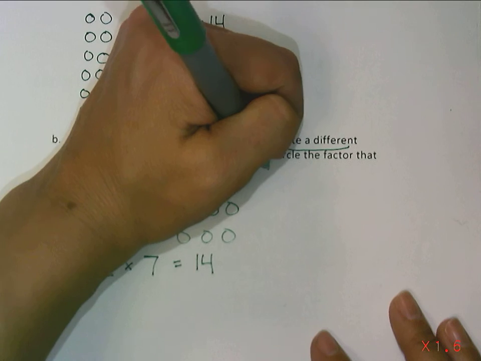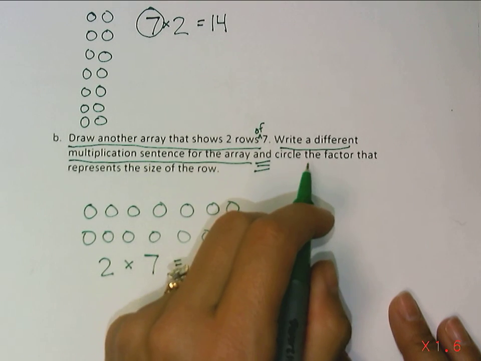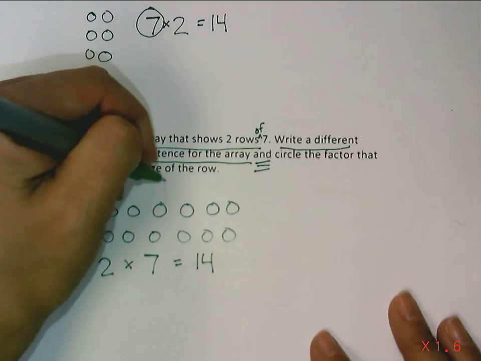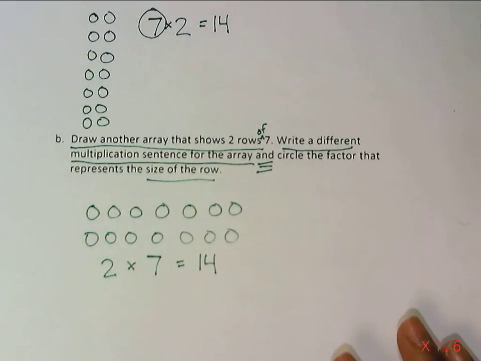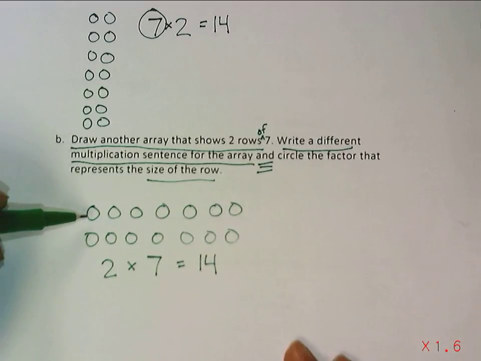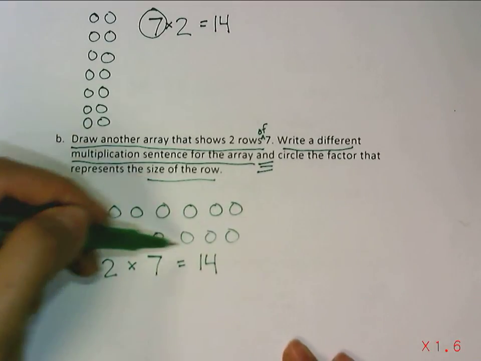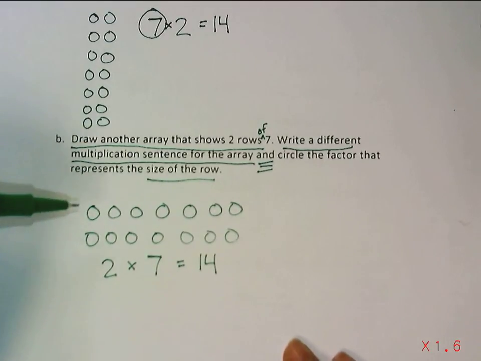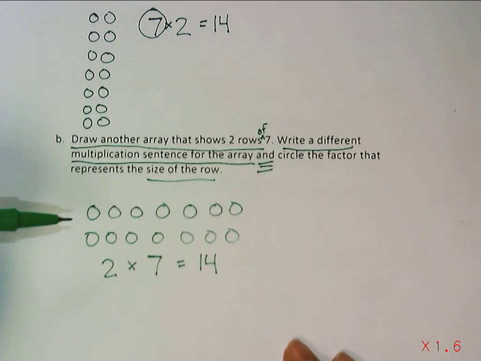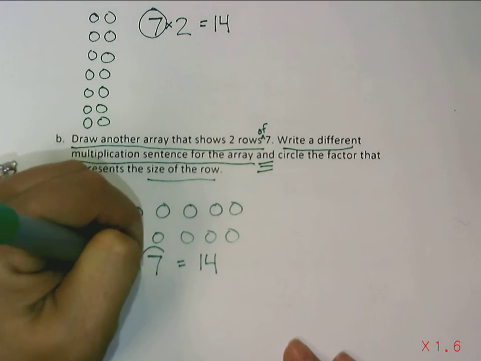It says, and circle the factor that represents the size of the row. Okay, well, how many rows do we have? 1, 2. How many are in each row? 1, 2, 3, 4, 5, 6, 7. So the size of the row is 7.